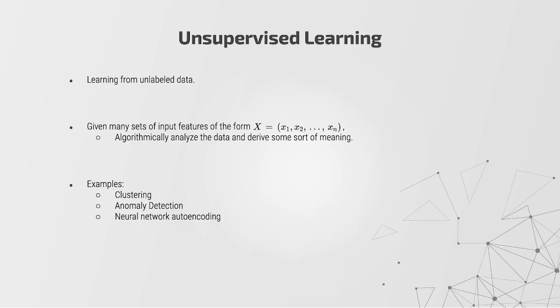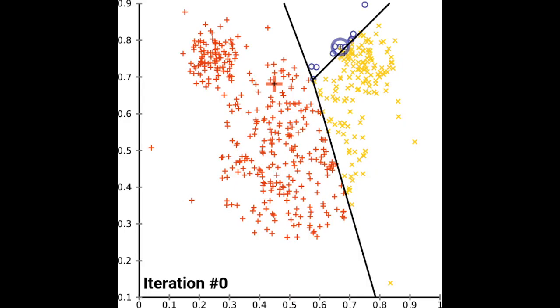On the flip side, we have unsupervised learning, which is learning from unlabeled data, which means we only have the input, we don't give it an output, and we just want to algorithmically analyze the data to derive meaning, which is much more broad. Some examples are clustering algorithms, anomaly detection, and neural network autoencoding. Clustering you can see here.